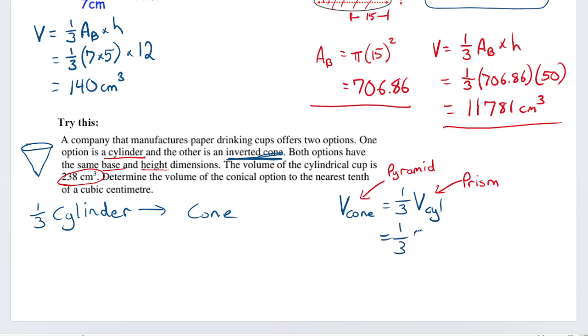1/3 times 238. That's not one I'm doing in my head, not tonight anyway. 238 divided by 3 is 79.3 centimeters cubed. It says round to the nearest tenth, and there's the nearest tenth.